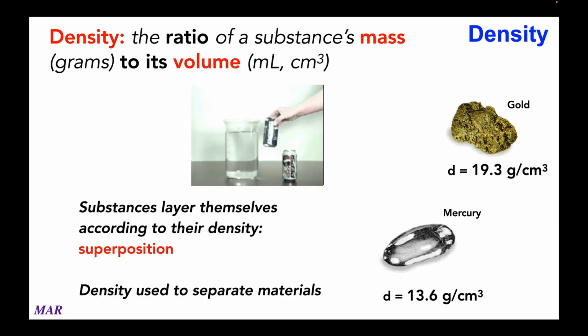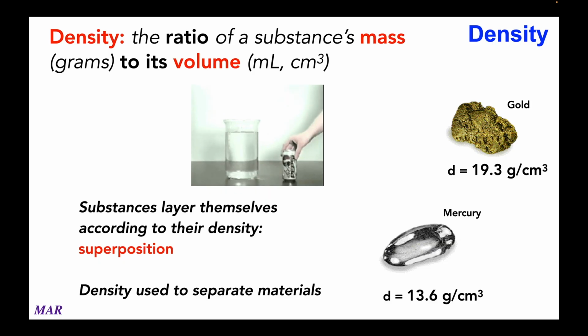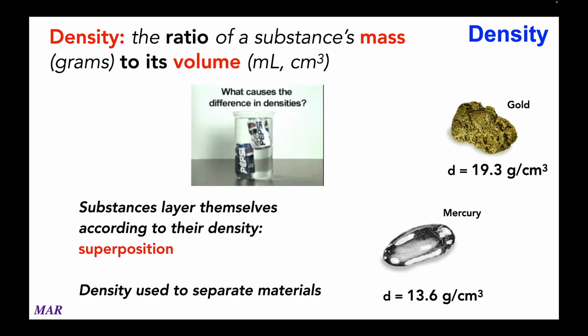First, the can of Pepsi is dropped into the water. Note that the can sinks. Now the can of Diet Pepsi is dropped into the water. Note that the can floats. What causes the difference in densities?